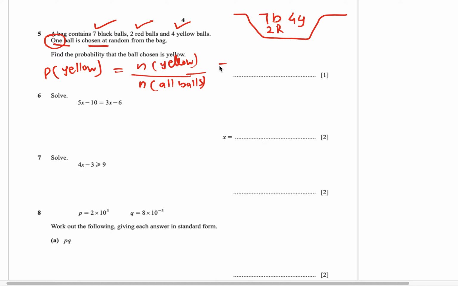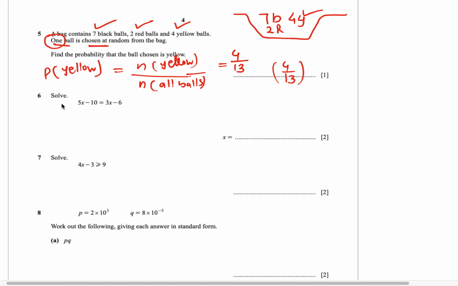Okay guys, so now how many yellow are there? There are 4 yellow balls, and the total balls are 7 plus 2 is 9, 9 plus 4 is 13. So 4 upon 13 is my final answer. Okay, so now let us move on to the next question.